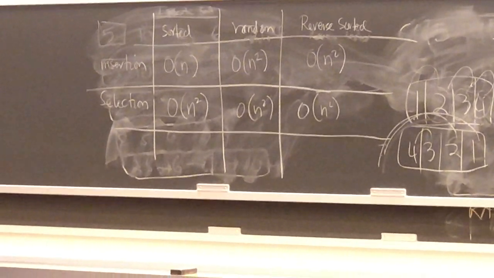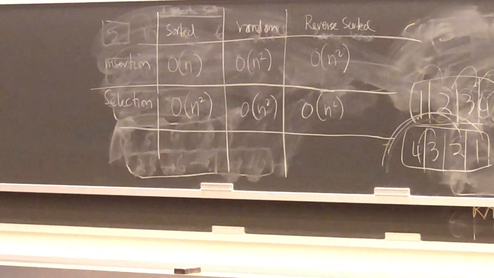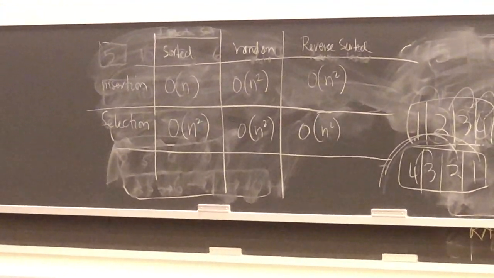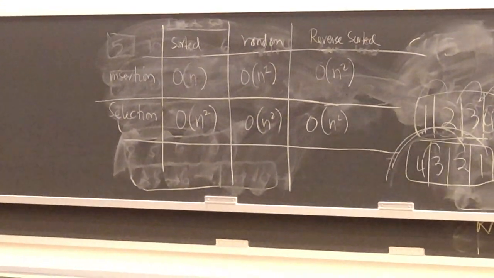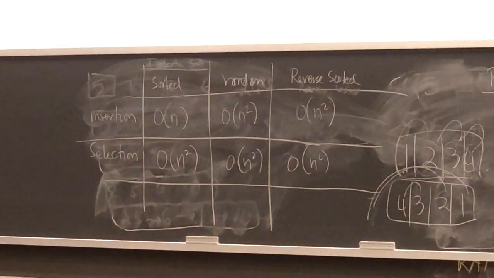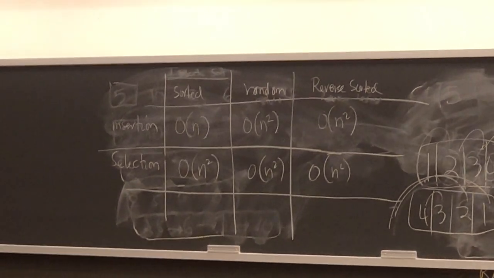No, but you have to do pairs, because with insertion sort, you just do one in each round. But isn't that basically a pair for insertion sort? When you start off, you're comparing the second spot with the first, and then the third with the second. So that's kind of the same thing as bubble sort.